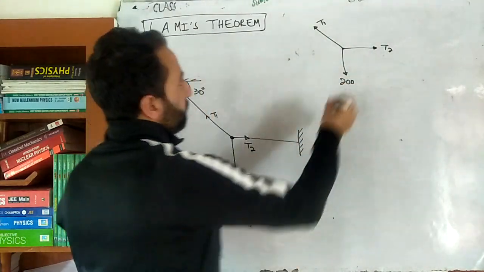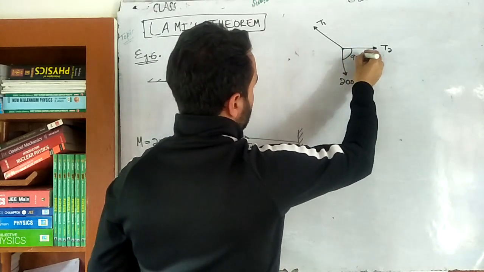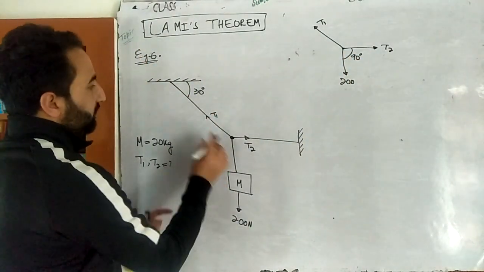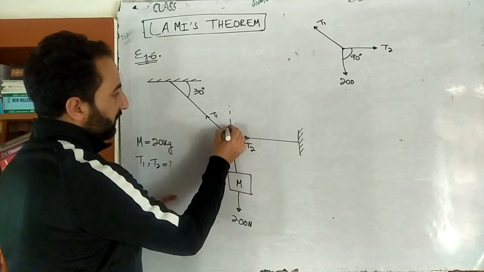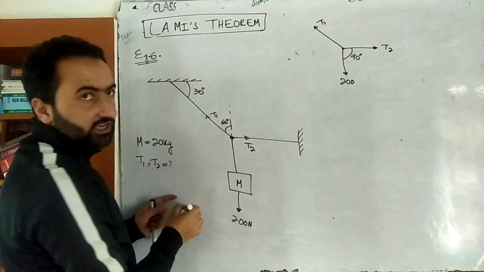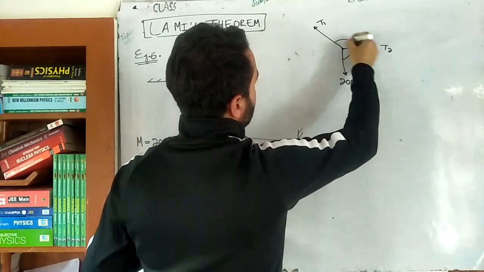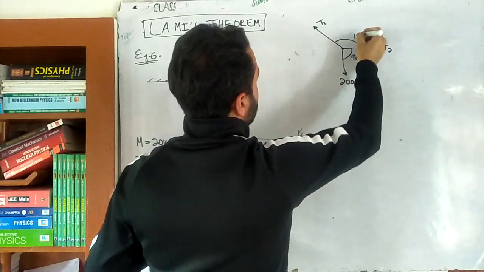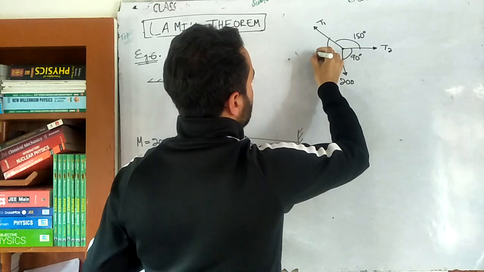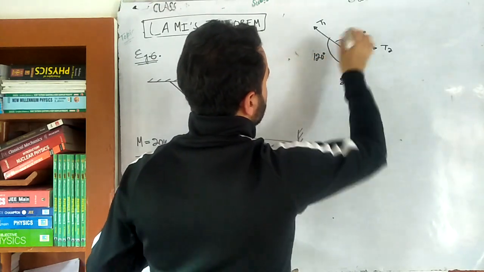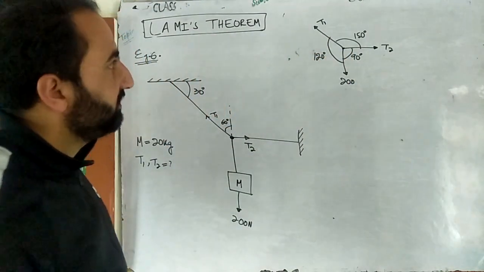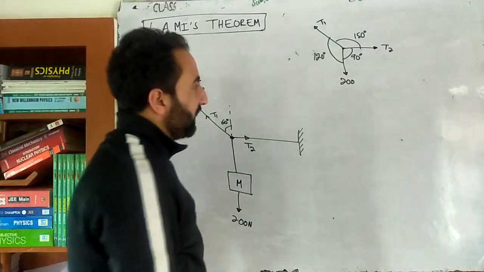Now this angle is obviously 90 degree, no doubt about that. This angle is 30. So how much should this angle be? This must be 60 degree. So this is 60. Now when this is 60, 60 plus 90 is 150. So this angle is 150, and then this must be 120, I think. So 120 plus 150 is 270, 270 plus 90 is 360. Okay. Now again use Lami's theorem.